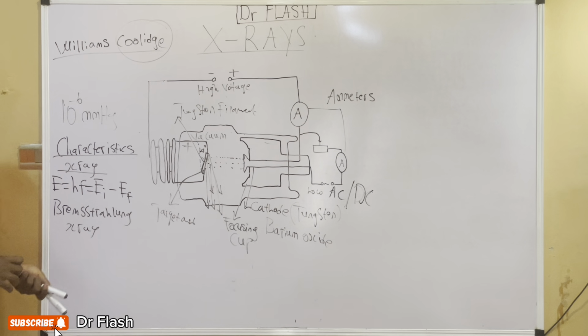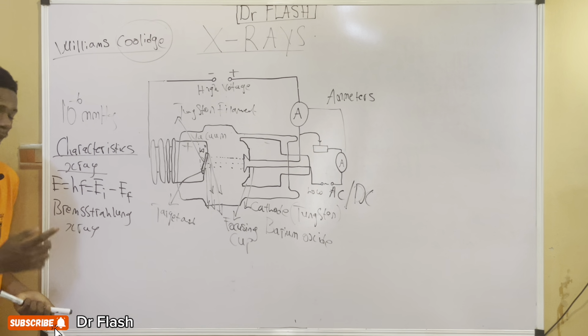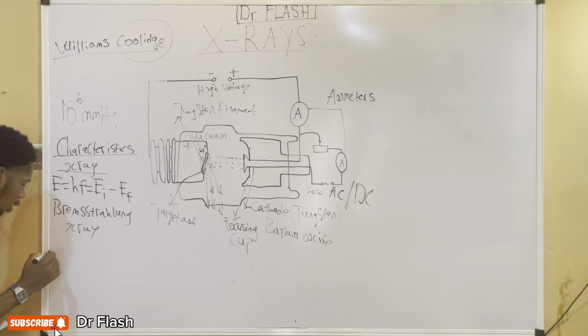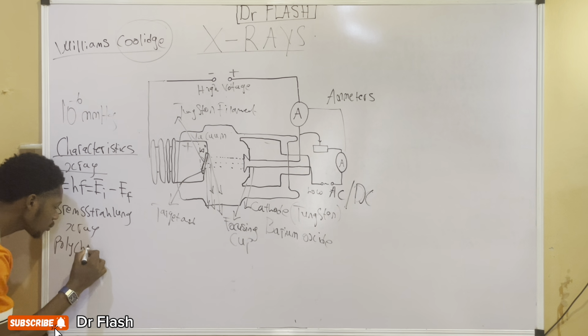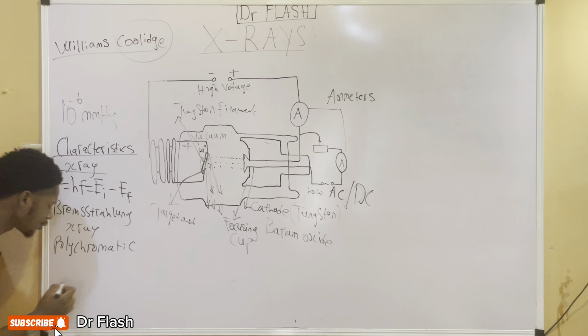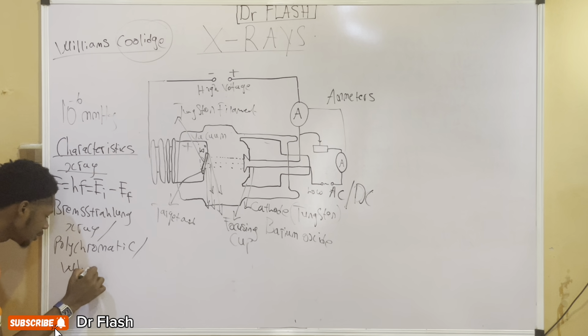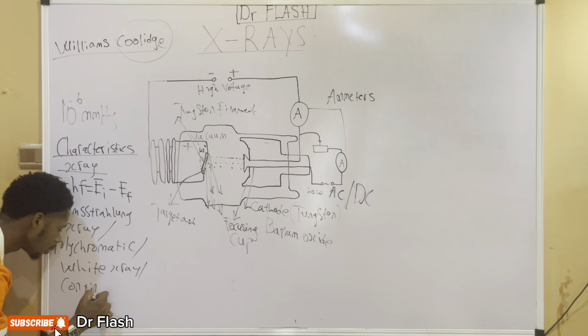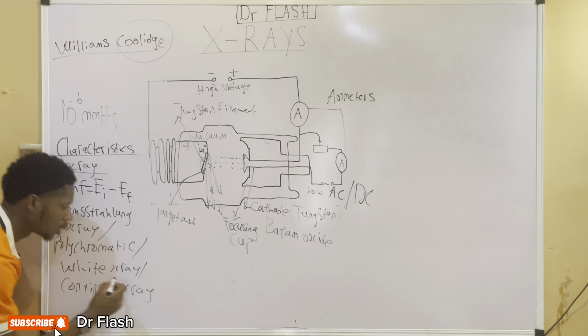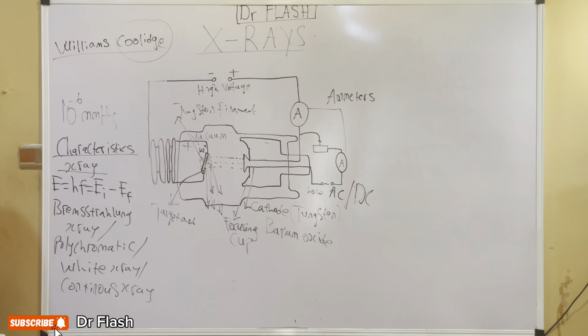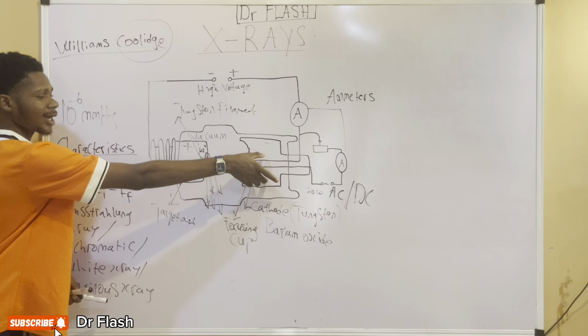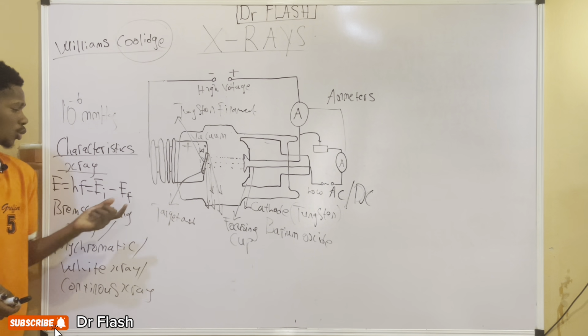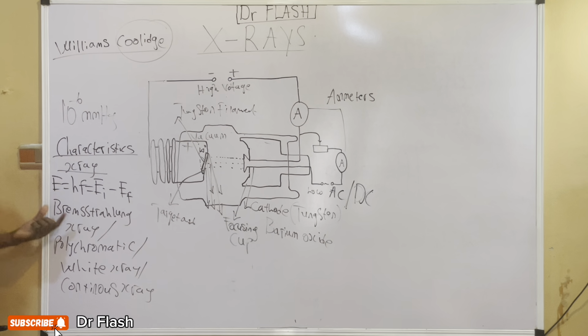Now, this X-ray is also called the polychromatic X-ray, or continuous, or white X-ray. So either I call it the bremsstrahlung X-ray or I'll call it the polychromatic, or the white X-ray, or the continuous X-ray. We can call it any of these names. Depending on how the incident electrons interact with the anode, we can create two kinds of X-ray. We can either get the bremsstrahlung X-ray or the characteristic X-ray.